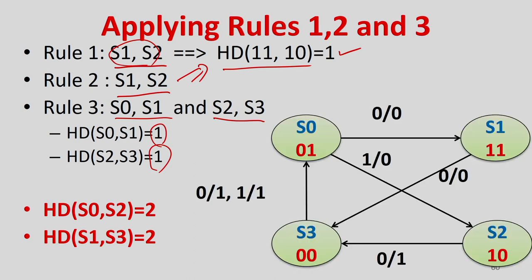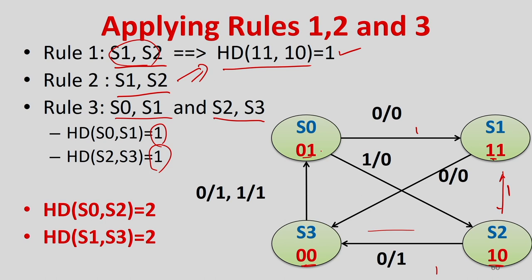So, if you look at S1, S2, in this case Hamming distance is 1. S0 and S1, in this case Hamming distance is 1. And S2, S3, in this case Hamming distance is 1. So, this one is what code have assigned.